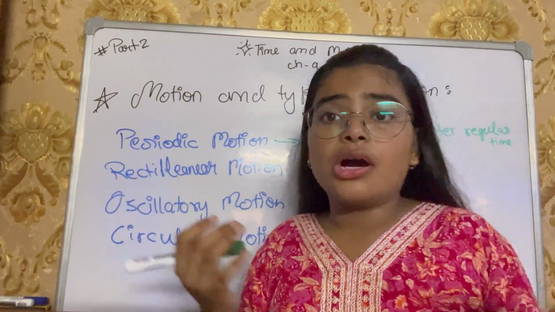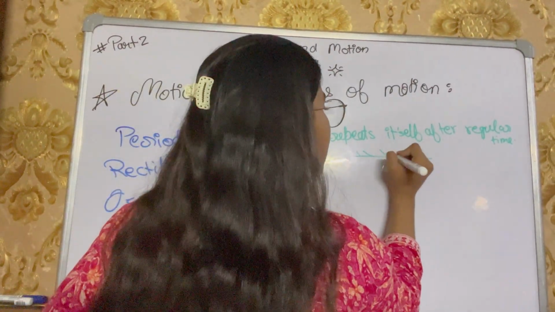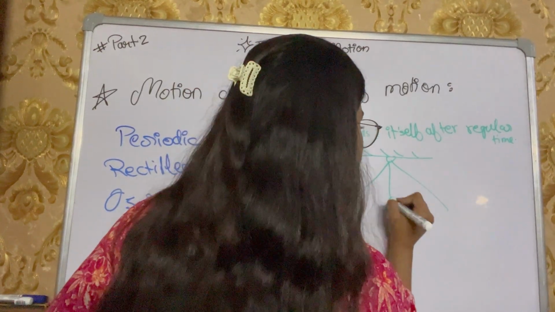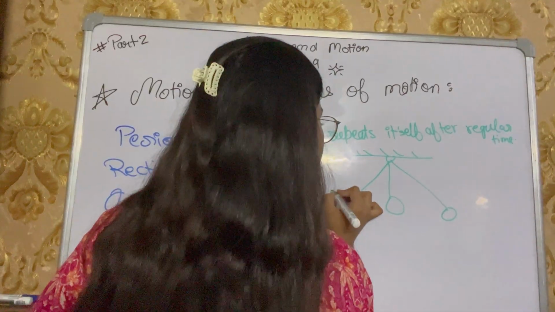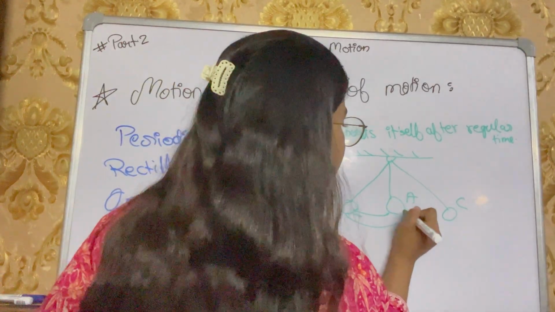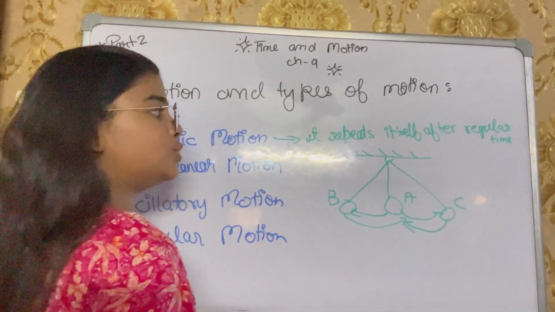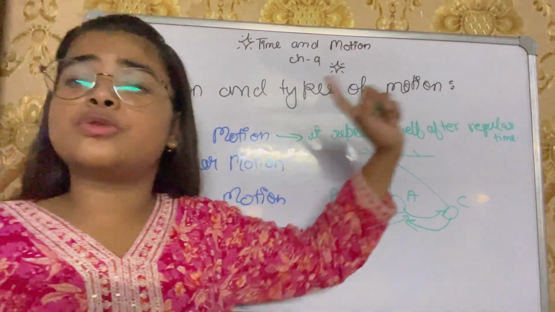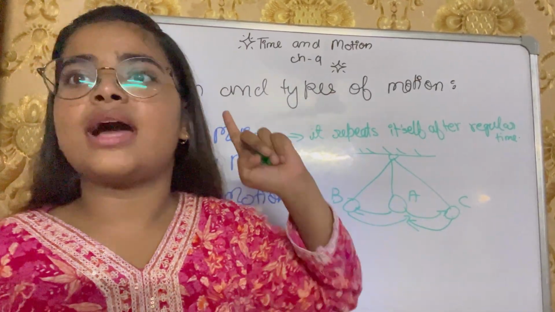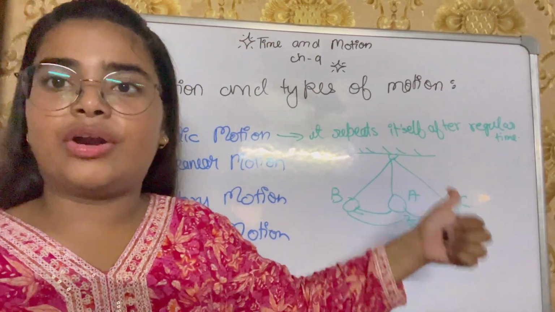For example of a periodic motion, as I told you in the last video, a pendulum has a periodic motion. It goes A to B and B to A, and then again A to C, and then again comes back from C to A. So this is a periodic motion which completes itself after every regular interval of time. It covers the same distance every time.